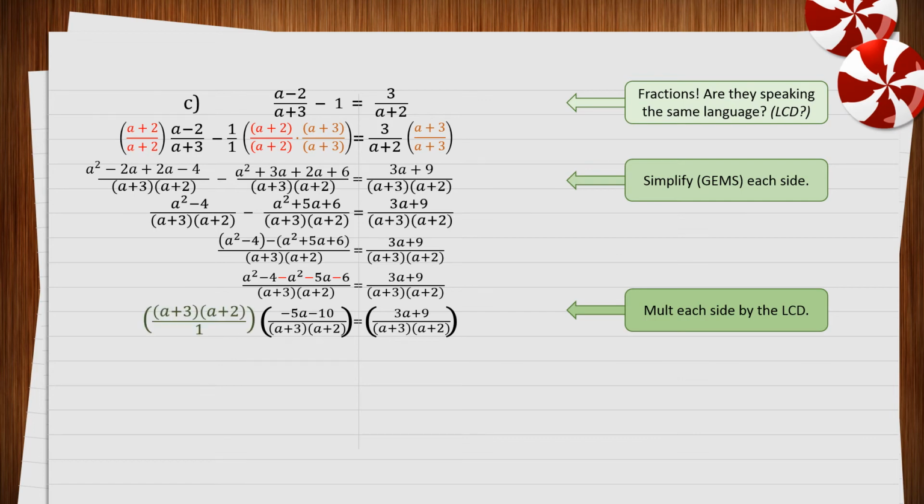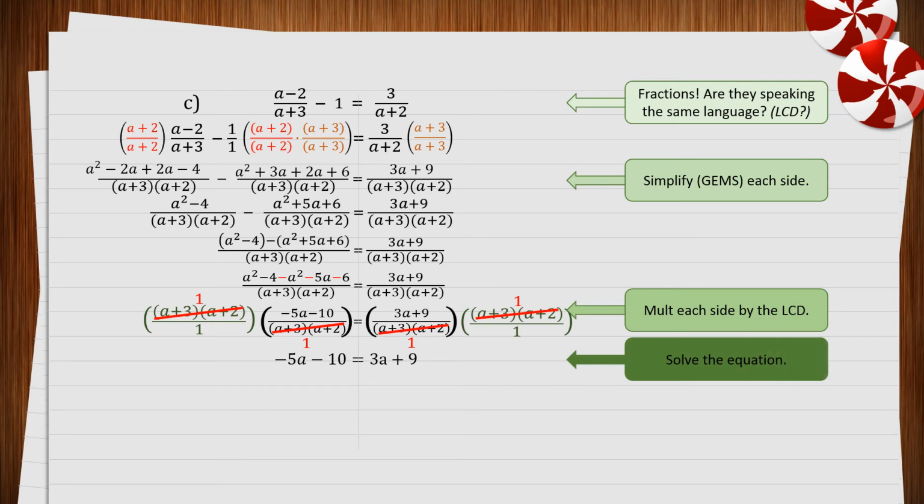In this case, our LCD is made up of a plus 3 and a plus 2. Remember, what you do to one side, you must do to the other. And now that we have common factors in the numerator and denominator, you can reduce each side of the equation, leaving you with negative 5a minus 10 equals 3a plus 9. From here, solve the equation.